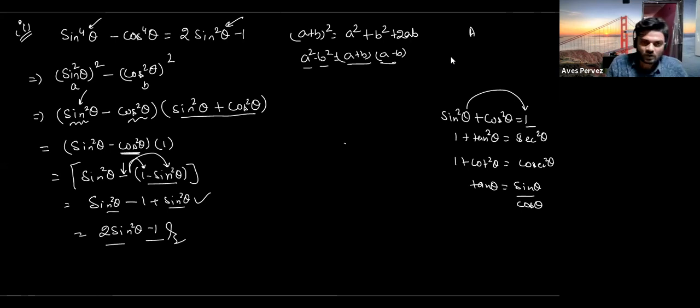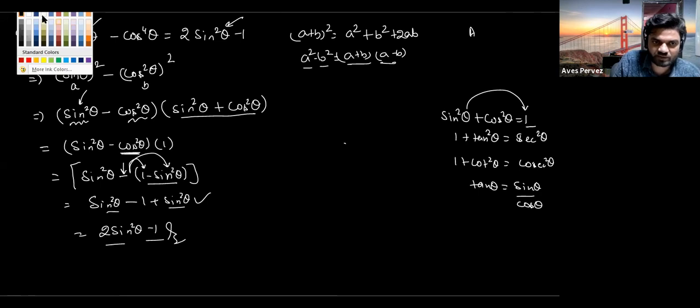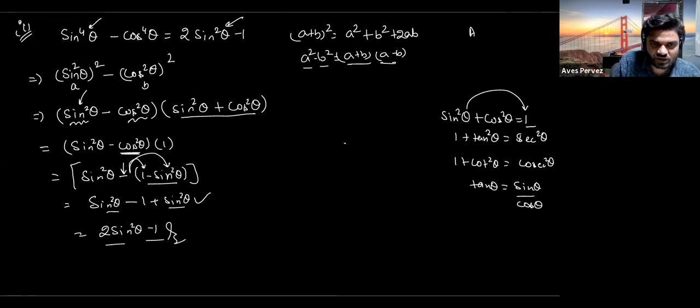So the first type of problem that we have discussed is that we receive problems in which the power is 4. If we find such a problem, what we usually do is simply convert it into the square form by putting this one, and then we solve it.